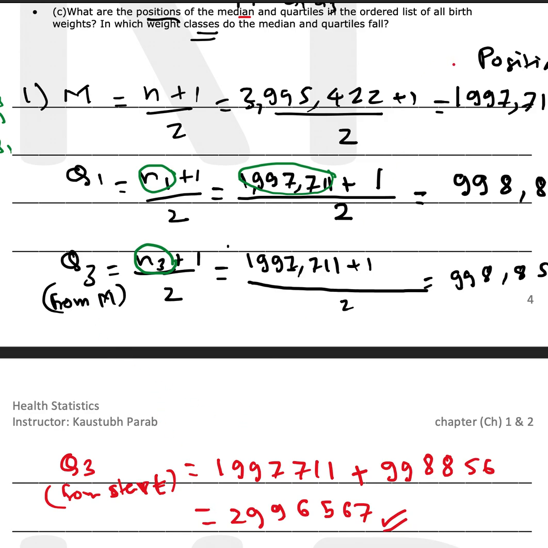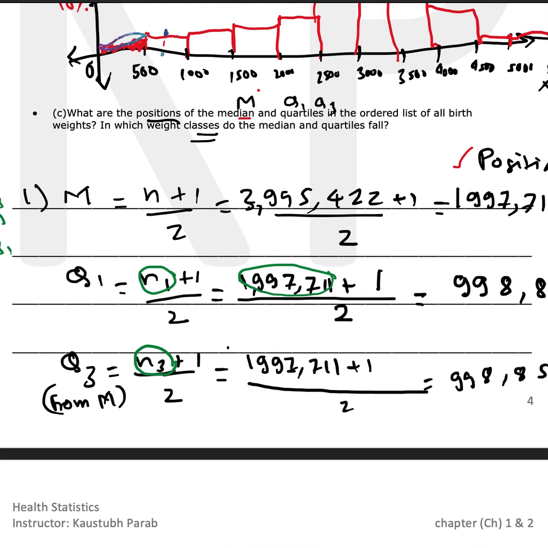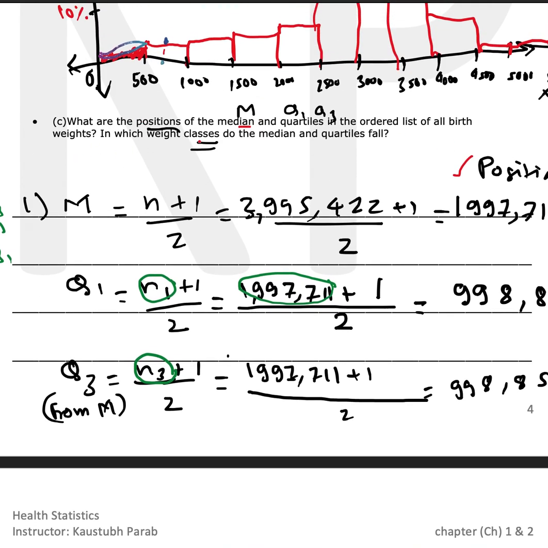Now we have completed the positions. Now the sub question for C is we have to locate, so in which classes do the median and quartiles fall. So let's look at the first, the median, in which class it falls.